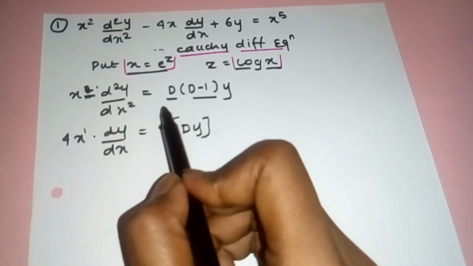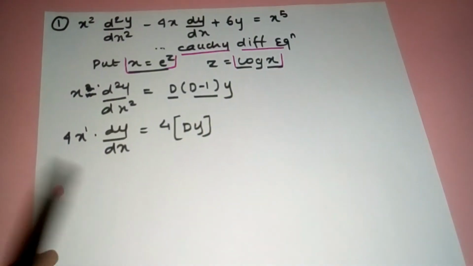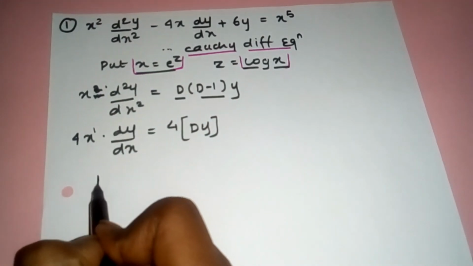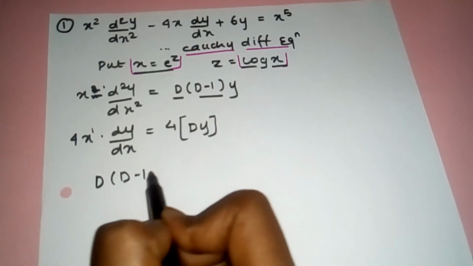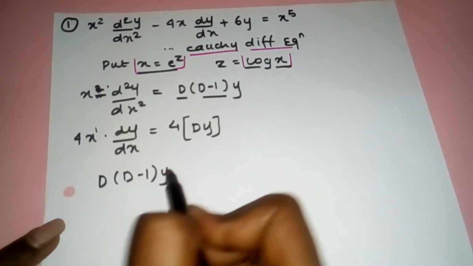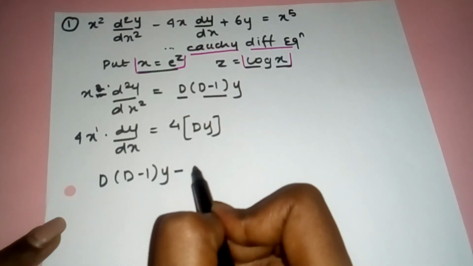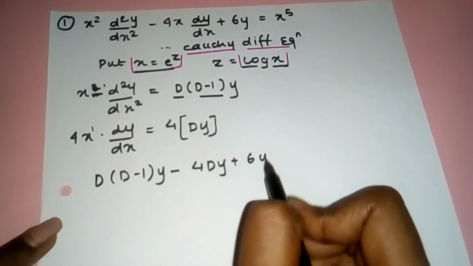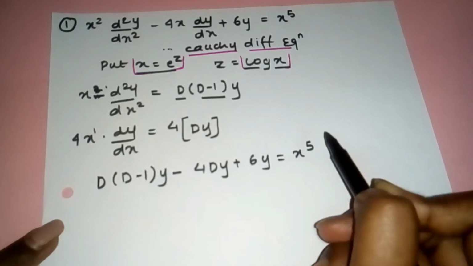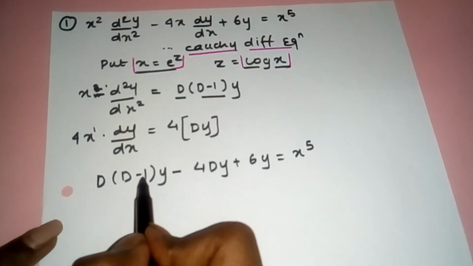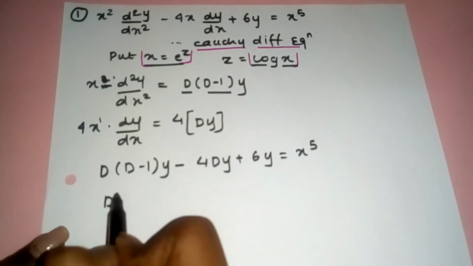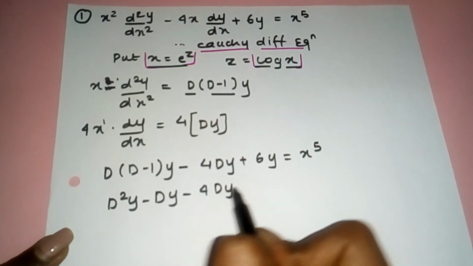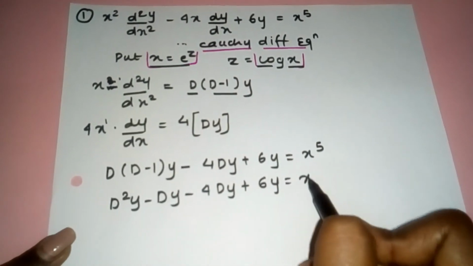So now we can put this in this equation. That is, in place of this we have to write this. That will be d into d minus 1 y minus 4 dy plus 6y is equal to x raised to 5. Now if we simplify this, it will become d square y minus dy minus 4 dy plus 6y is equal to x raised to 5.